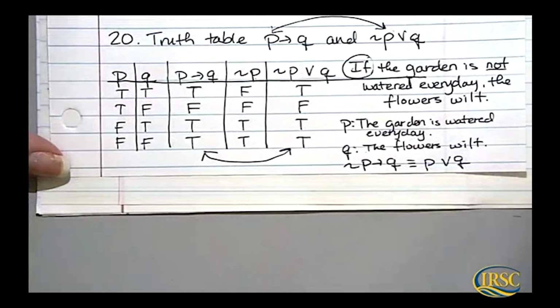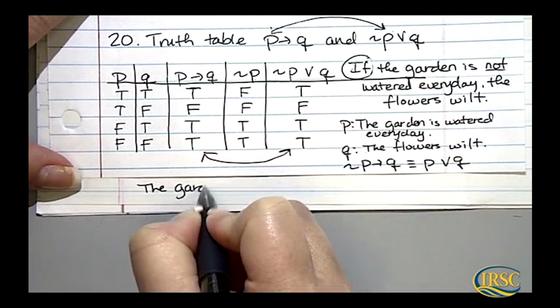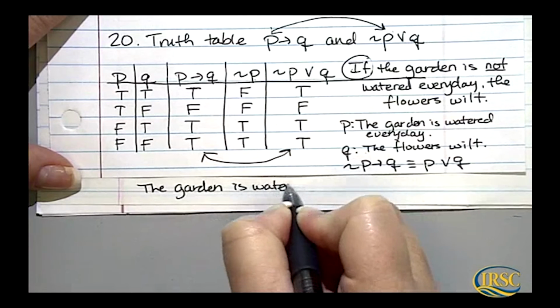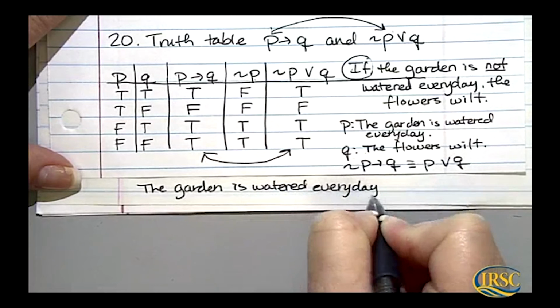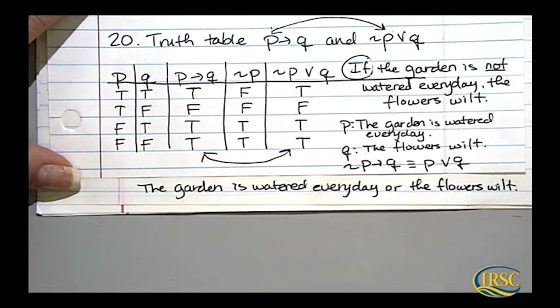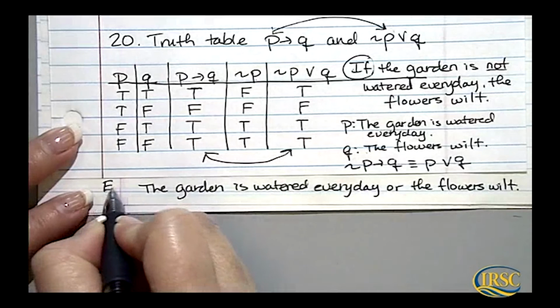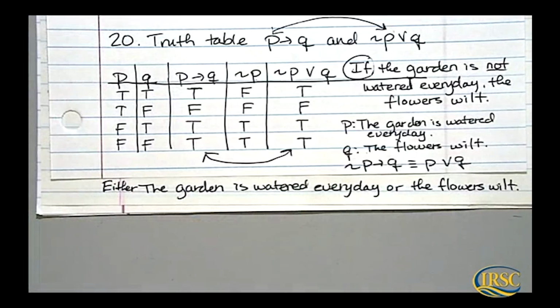So our statement is, the garden is watered every day, or the flowers wilt. And then they use the word either in front. Either the garden is watered every day or the flowers wilt, which we know is the same thing. You can throw an either in front. And so that is choice C as far as your translation goes. And the table matches as well.